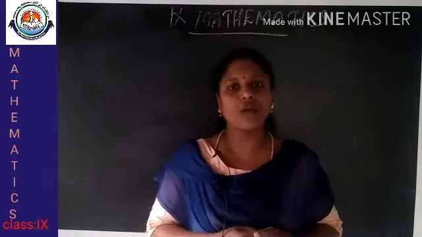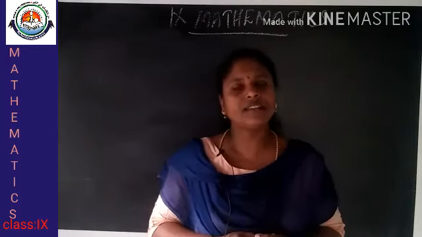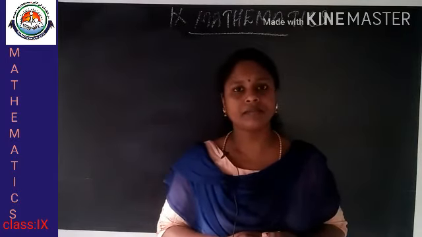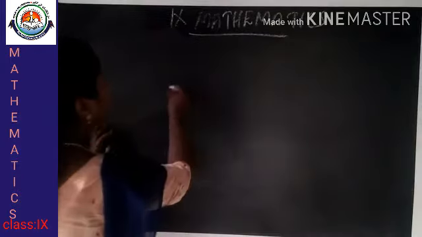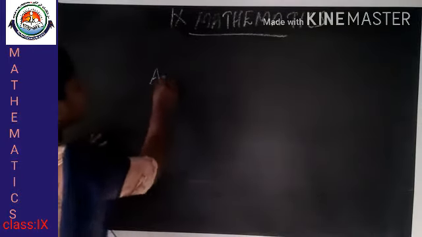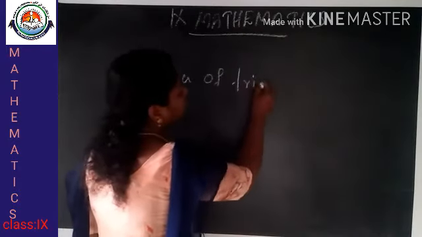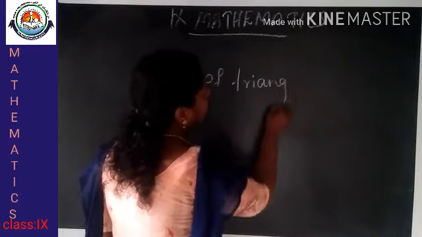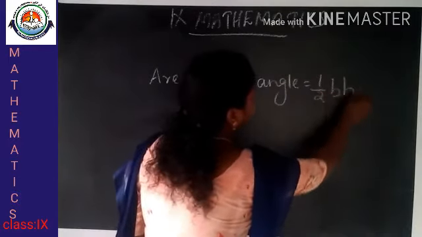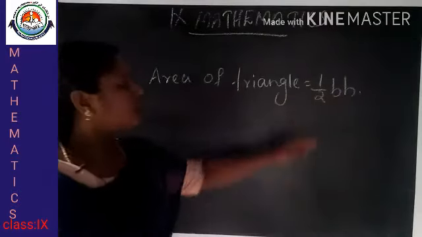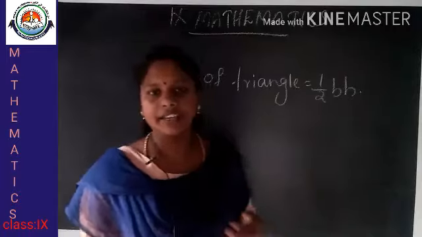All of you know the formula to find the area of a triangle. What is the area of a triangle? It is half BH. Area of triangle is equal to half BH. Here B means base and H is the height.